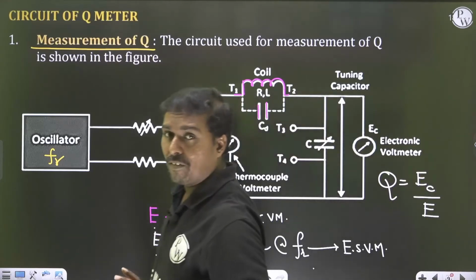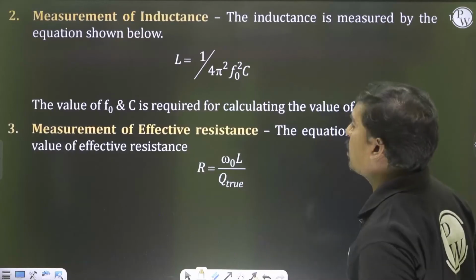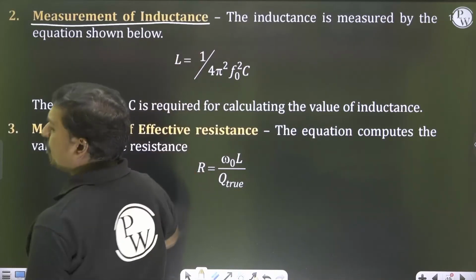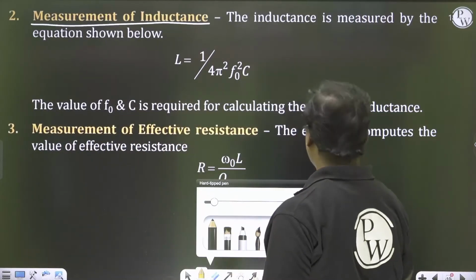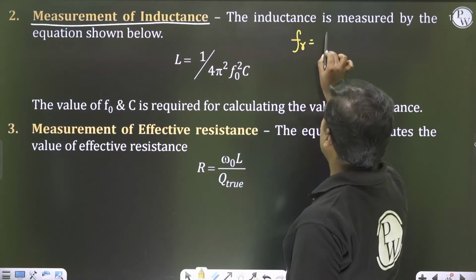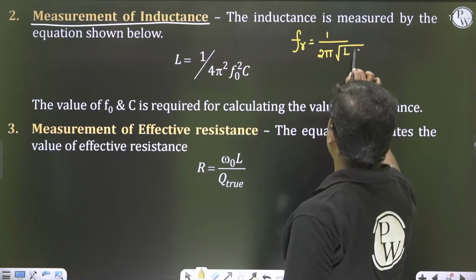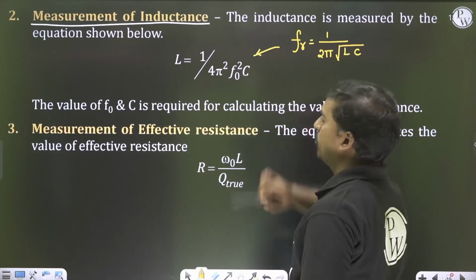See, the Q meter has many applications, and this is the first measurement. And the second is the measurement of inductance. How to find it? As you know, the resonant frequency FR equals 1 by 2 pi root LC. So if you square it and rearrange, you are going to get L from this.